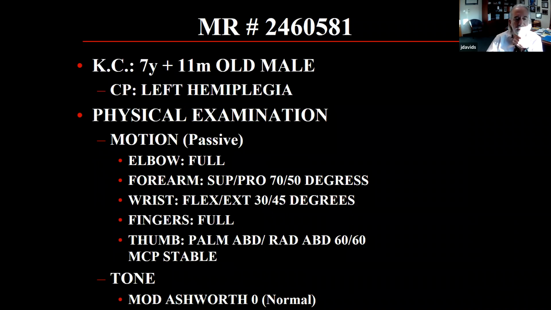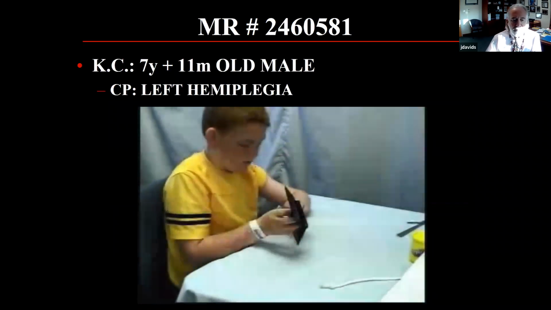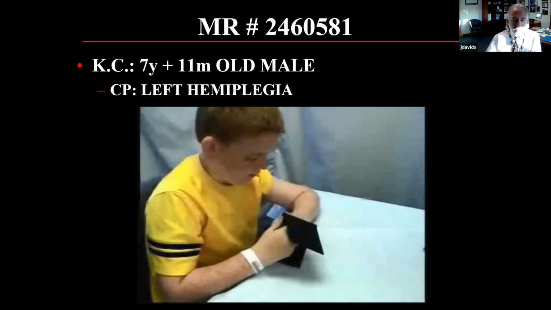The physical exam showed maintenance of range of motion at the elbow, slight improvement at the forearm, slight improvement at the wrist, and improvement at the thumb with MCP stability. The follow-up video shows that the wrist is in a fundamentally different position, as is the thumb.